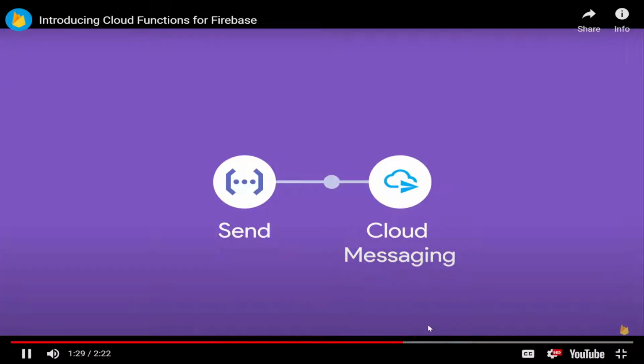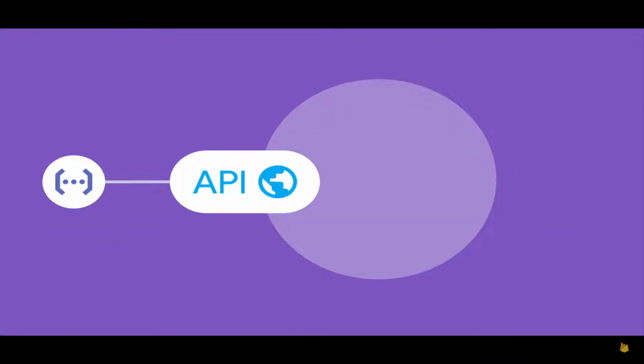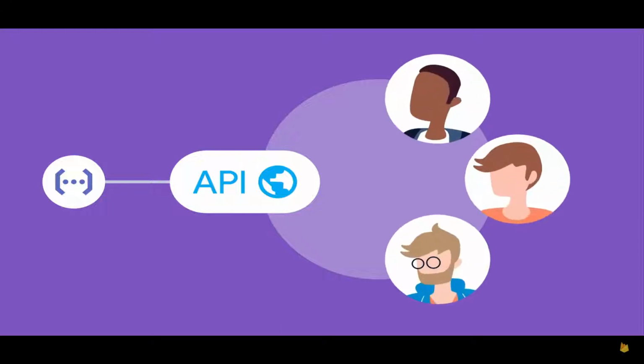And finally, with a function, you can also send a message with Firebase Cloud Messaging to that user's friends so they can know what's happening right away. You can even create functions to build a web-based API for your data that anyone can use.